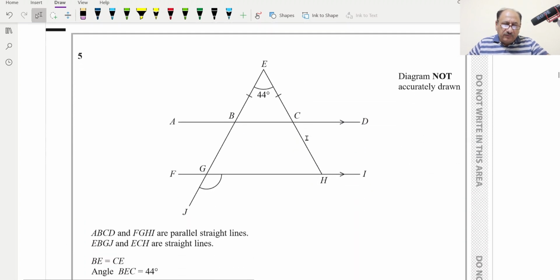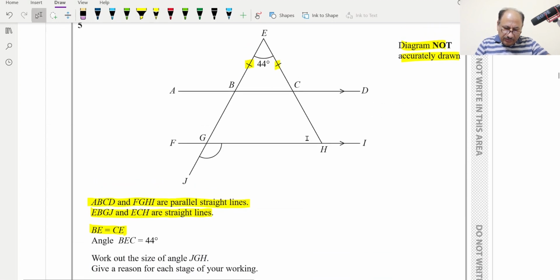Now question number 5, a diagram is provided which is not accurately drawn, and A, B, C, D and F, G, H, I are parallel straight lines. E, B, J and E, C, H are straight lines. BE is equal to EC. These two lines are equal. Sides of the triangle are equal. Angle BEC is 45. This angle is 45. Work out the size of the angle JGH, basically this angle is required, this one.